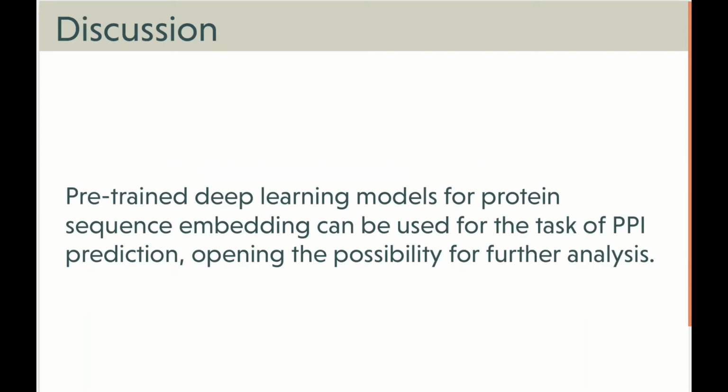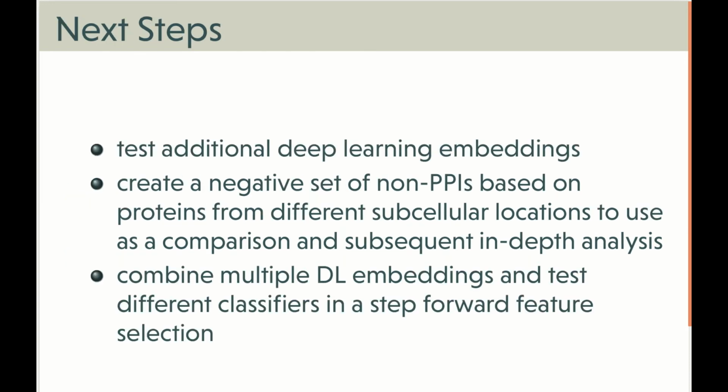So what can we say? We can say that pre-trained deep learning models can actually be used for the prediction task of protein-protein interaction. And this opens the possibility to further analysis. For example, we will test additional deep learning embeddings. We will also create a negative dataset based on the previously discussed subcellular localization approach, and we will compare it and also analyze the differences among the two negative datasets.